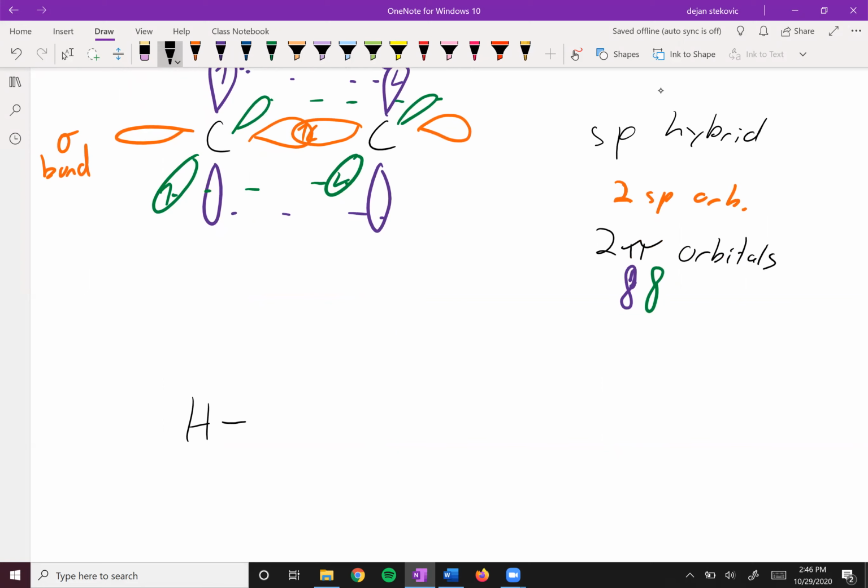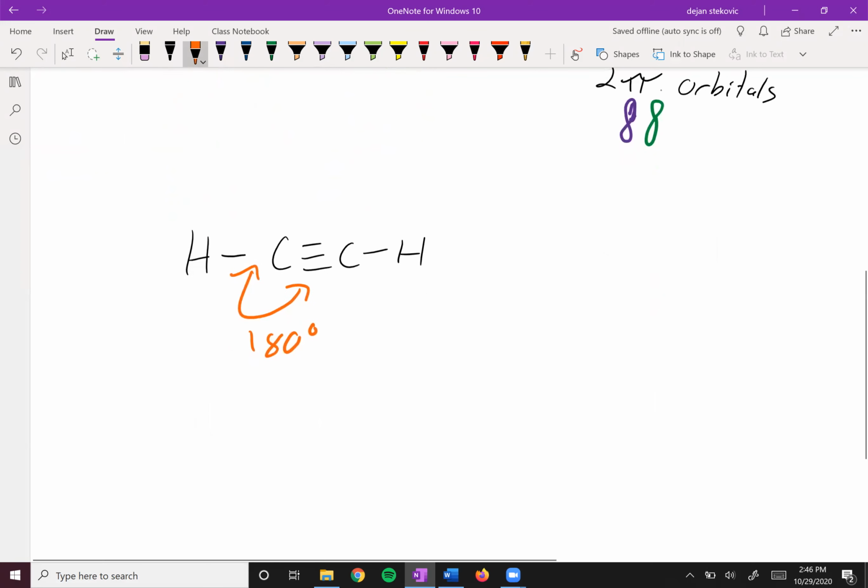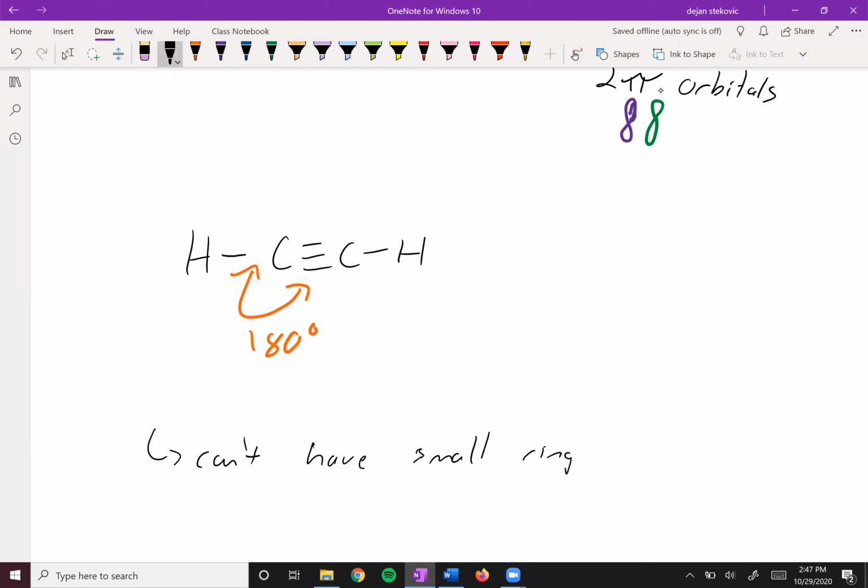Some other things to remember from earlier in this course, remember that these take a linear shape, and so this bond angle here is 180 degrees. And because of this bond angle here, we can't have small rings with alkynes. The smallest ring you can have that's relatively stable is going to be a 9-member ring. So we won't really see alkynes in any kind of rings for the most part.